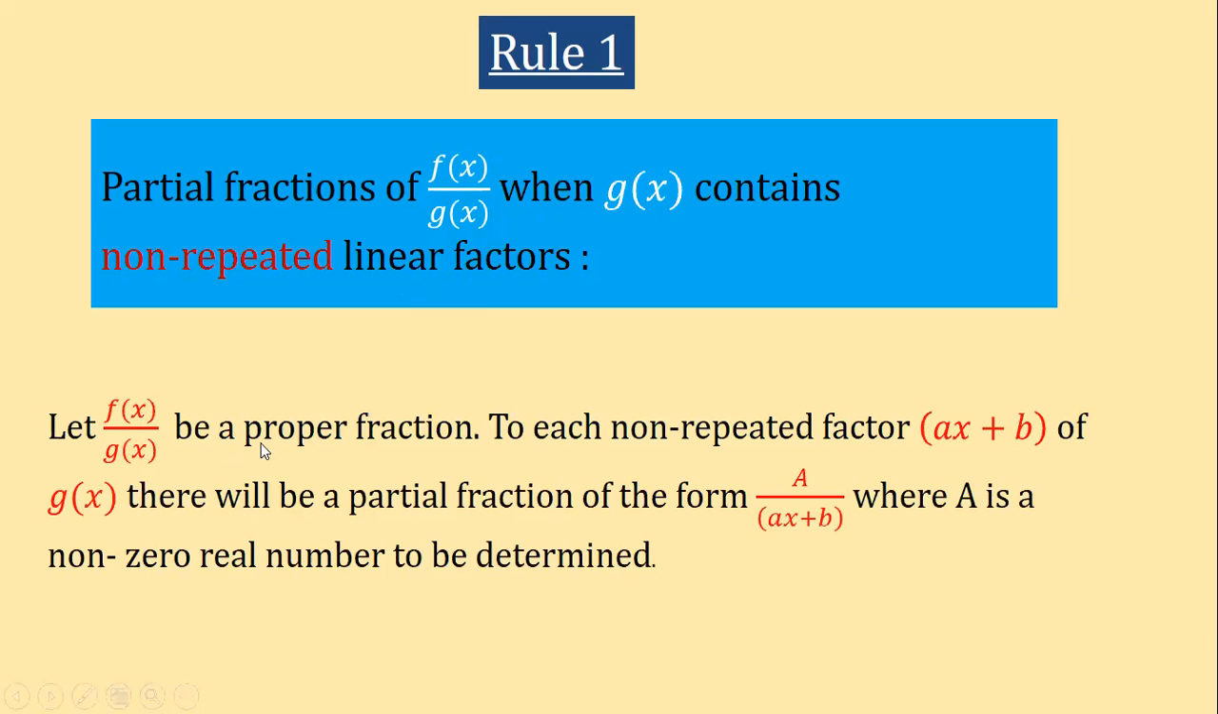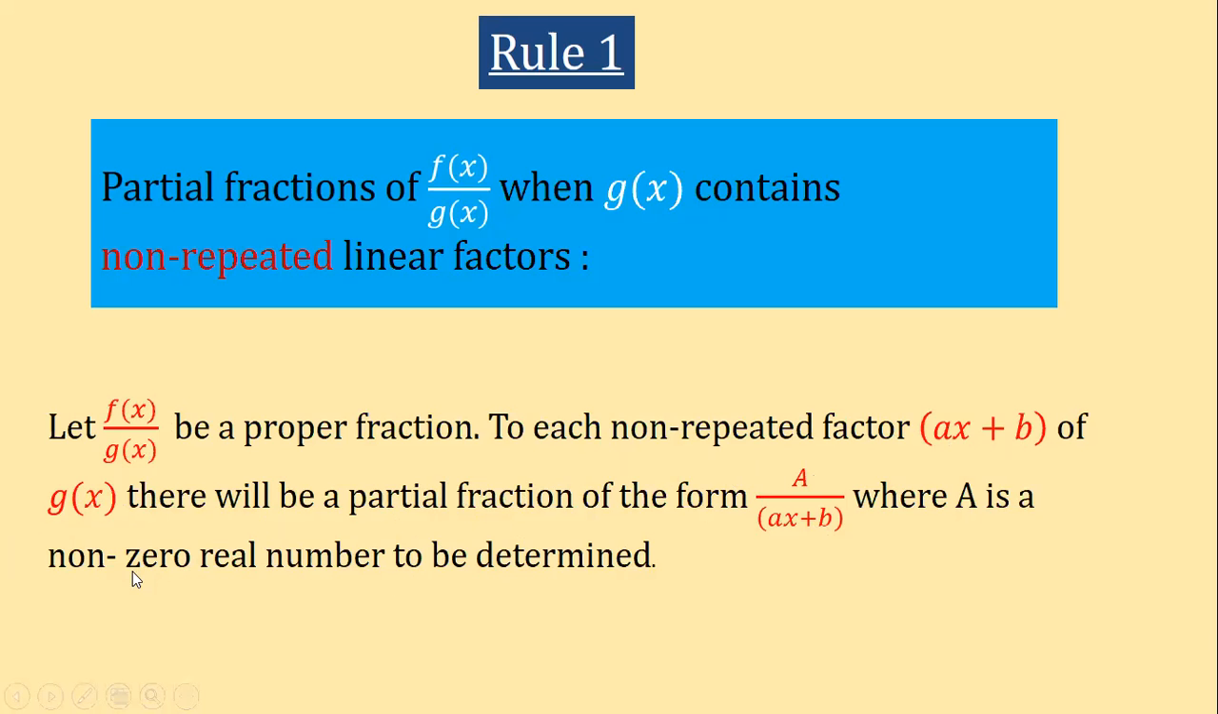Let f of x by g of x be a proper fraction. To each non-repeated factor, because here the condition is what? Here g of x should contain non-repeated linear factors, yes or not? So to each non-repeated factor ax plus b of g of x, for every non-repeated factor, we have a partial fraction of the form A by ax plus b, where this A is the constant which is to be determined.